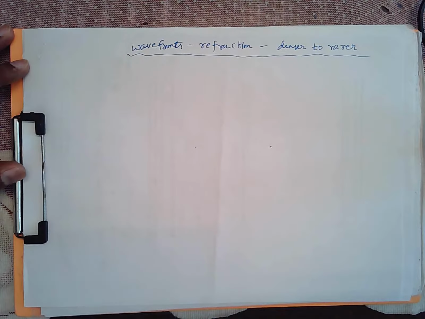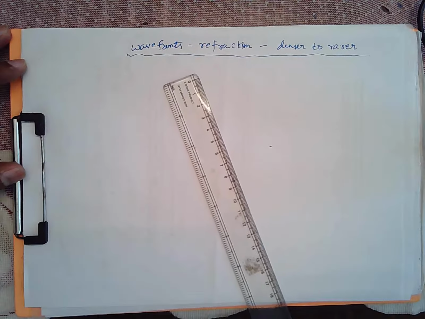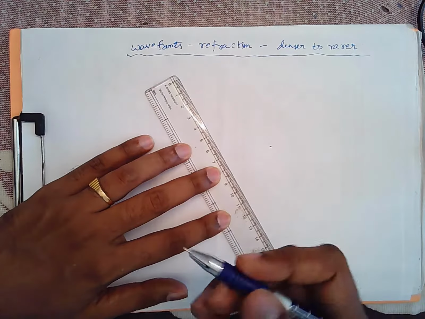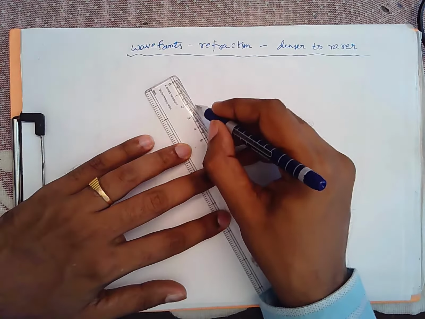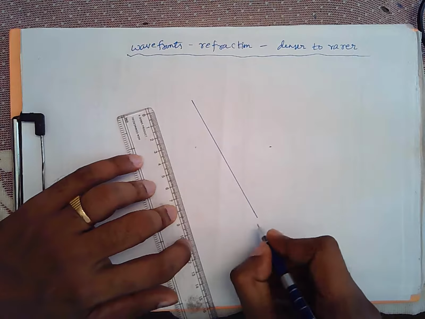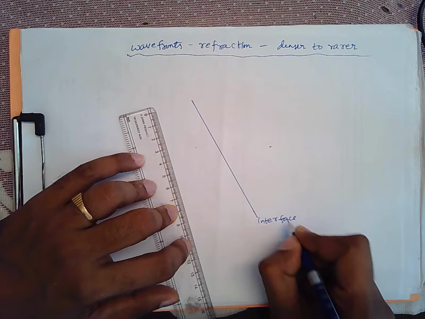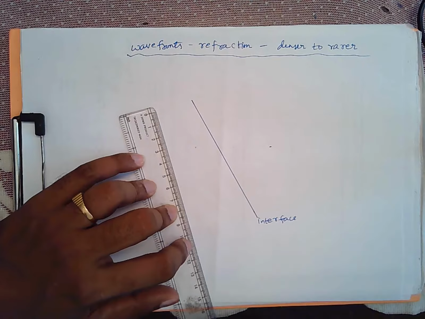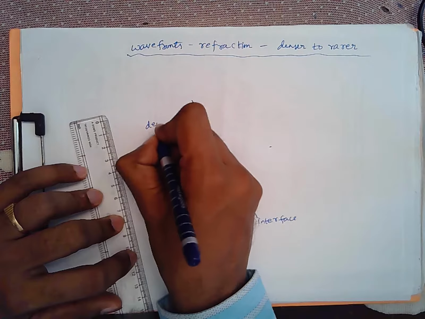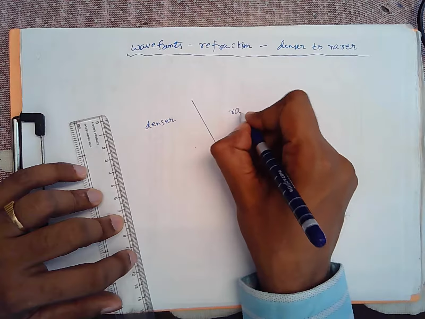Okay, so let's make this surface a little bit slanting so that it can appear confusing to some students. So this is the interface. Interface is the boundary between the two mediums of different refractive index. So this side is denser, incident medium, and this side is rarer.